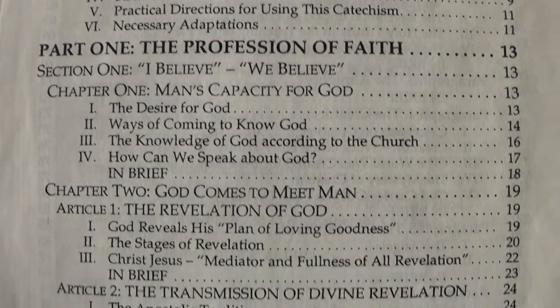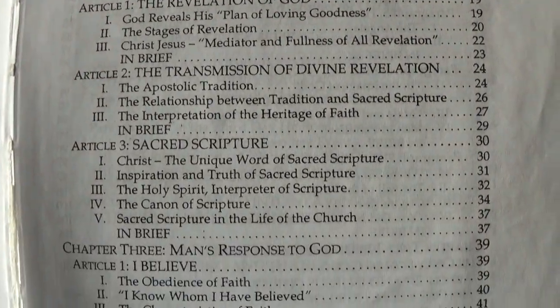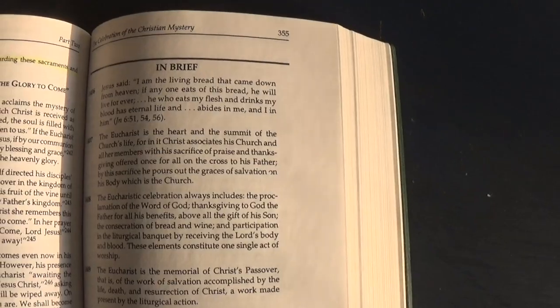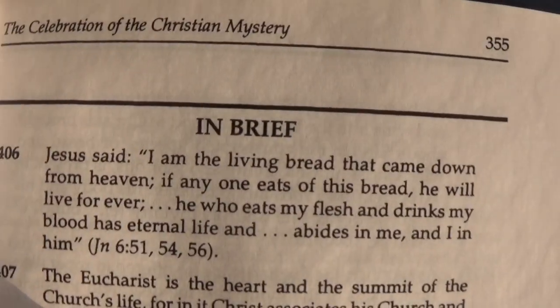So like I said, there are 4 major sections of the Catechism, and each of those sections has its own chapters and articles. And the really cool thing is that within each chapter, when you come to the end of an article, they have this awesome section called the In Brief section. That part summarizes super well that whole article.